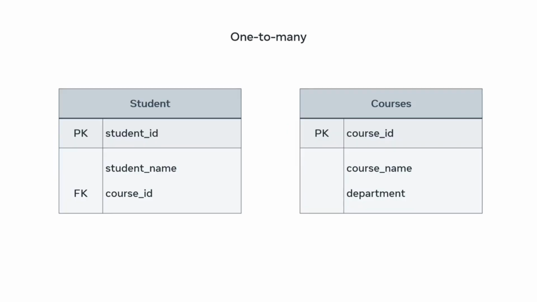The relationship can also be illustrated using a more complex ER diagram that depicts keys. Course ID in the student table is a foreign key, or FK, and this references the primary key, or PK, course ID column that exists in the course table.